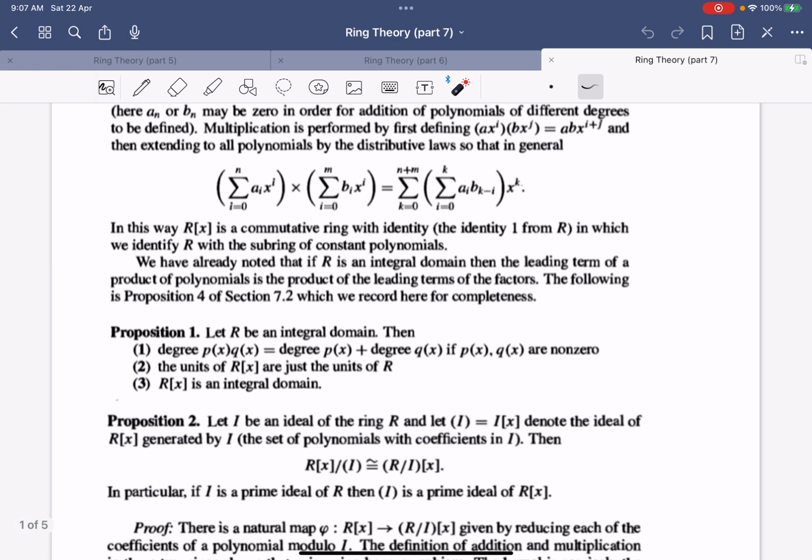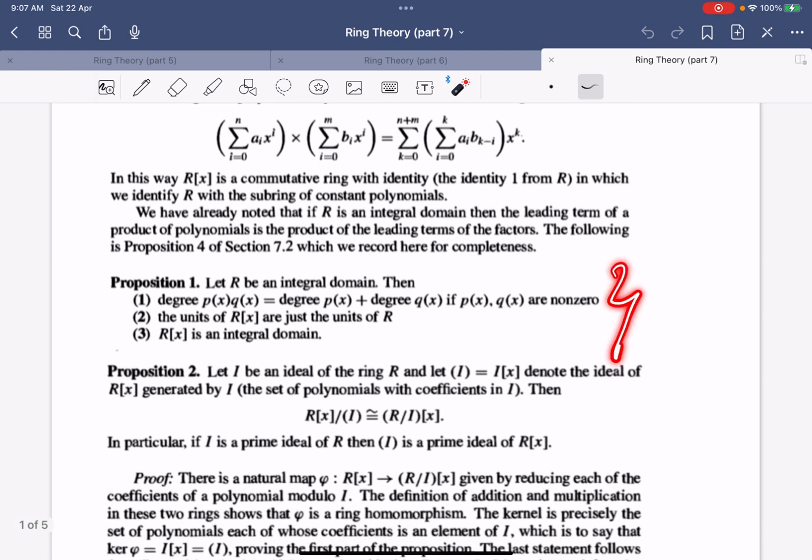And for completeness, we shall just restate the proposition that we have proved before, that if R is an integral domain, then the degree of p(x) times q(x) is the degree of p(x) plus the degree of q(x). And this helps us to show that the units of R[x] must be the units of R. And so R[x] is an integral domain as well.